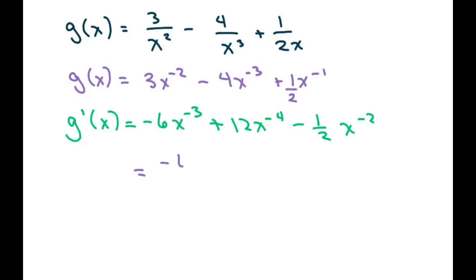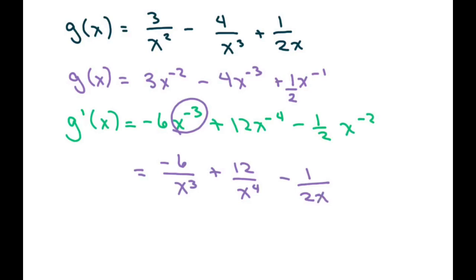Now let's simplify this. This is going to be negative 6 over x cubed. I'm just bringing this down. Plus 12 over x to the 4th minus 1/2. And I'm going to go ahead and put the x squared down here. Okay? Anytime you have this, you can multiply those two for this last one.